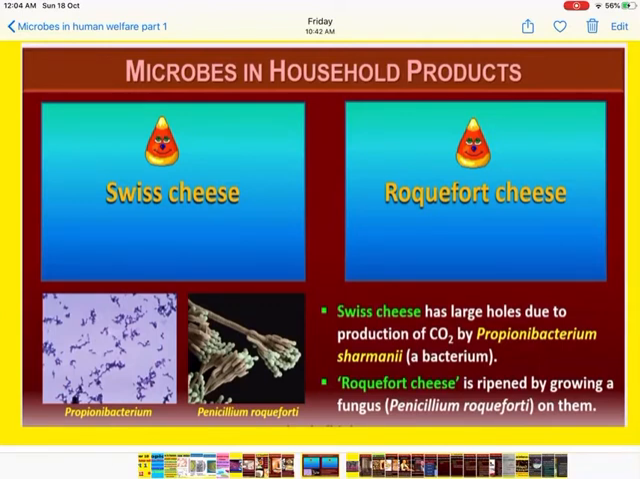Second is Roquefort cheese. The Roquefort cheese is ripened by growing a fungus. The name of the fungus is Penicillium roqueforti, due to which it gives a particular flavor to the cheese. Okay, so there are different types of cheese we can make by using different microbes.